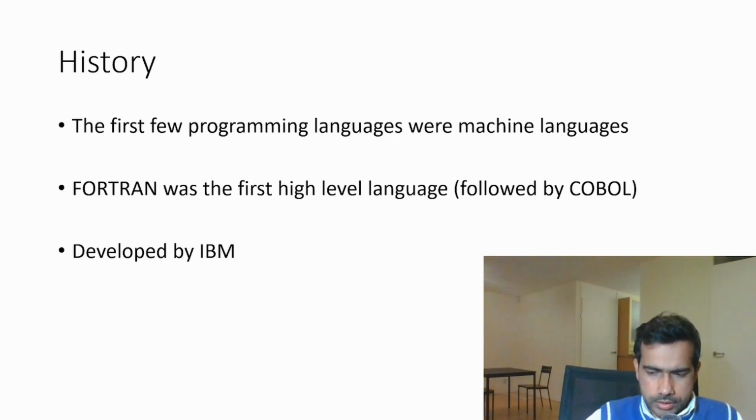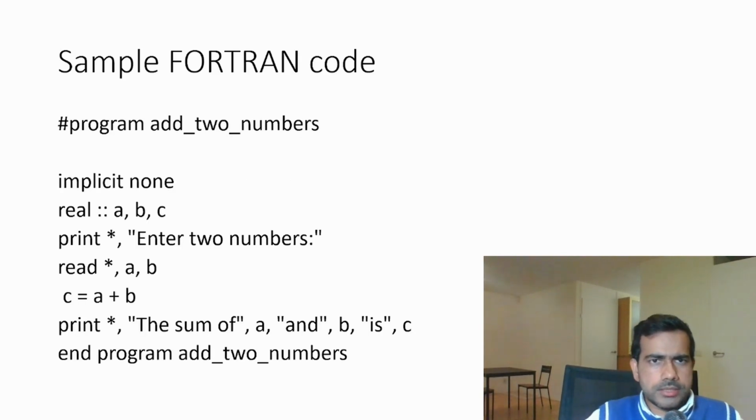Also COBOL by IBM. I think Fortran was also by IBM, not sure. I think both were developed by IBM. Right. So Fortran was the first high-level language. Here is some sample Fortran code. It used to be a very popular programming language, by the way, in the 60s and 70s, I think up until the 90s also. Some people are still using Fortran, I think, especially people working in scientific research.